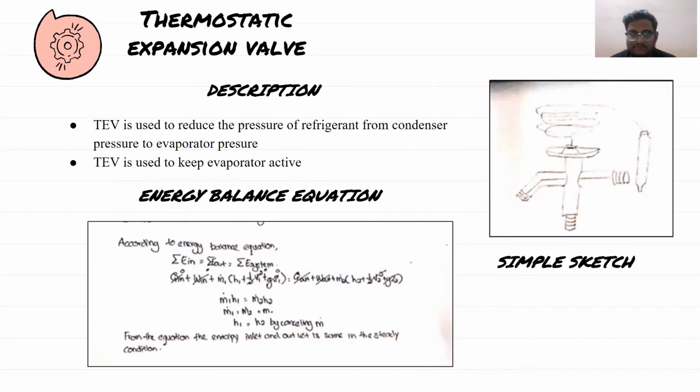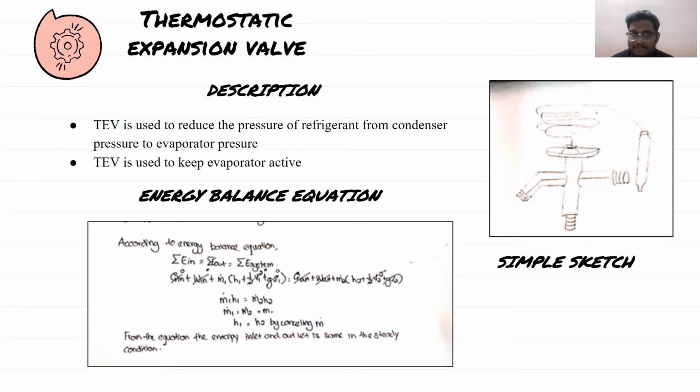Thermostatic expansion valve. The thermostatic expansion valve is used to reduce the pressure of refrigerant from condenser pressure to evaporator pressure. When the refrigerant leaves the condenser, it is at high pressure. So in order to go to the evaporator, it needs to reduce its pressure and temperature. So the thermostatic expansion valve is used in reducing the pressure to the evaporator pressure limit.